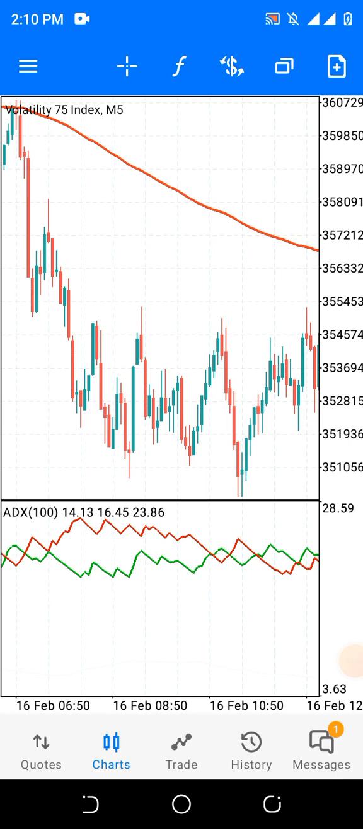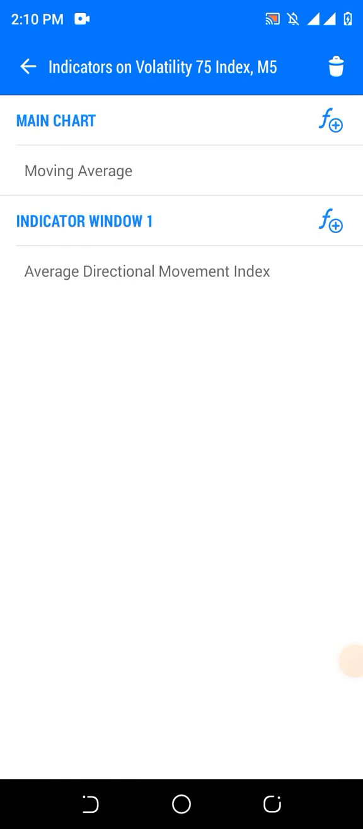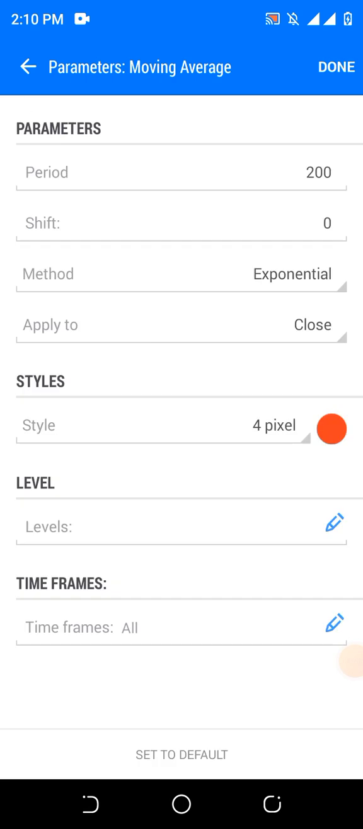So the first thing you need to do is head over to the function. Here are the moving average parameters. The period is 200. The shift is 0, the method is exponential, apply to close. Style is 4 pixels, color red. That is for the moving average. Once you're done setting the moving average this way, we click on done.